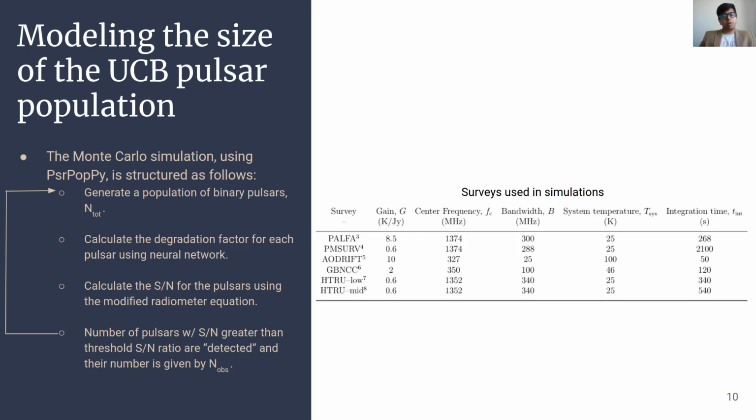And then we see how many pulsars have a signal to noise ratio that's greater than the threshold signal to noise ratio for the given survey. And these pulsars will then be detected in that survey, and we count the number of detected pulsars in the variable n orbs. Then we repeat this whole process by generating a new population of binary pulsars with a different size n total.